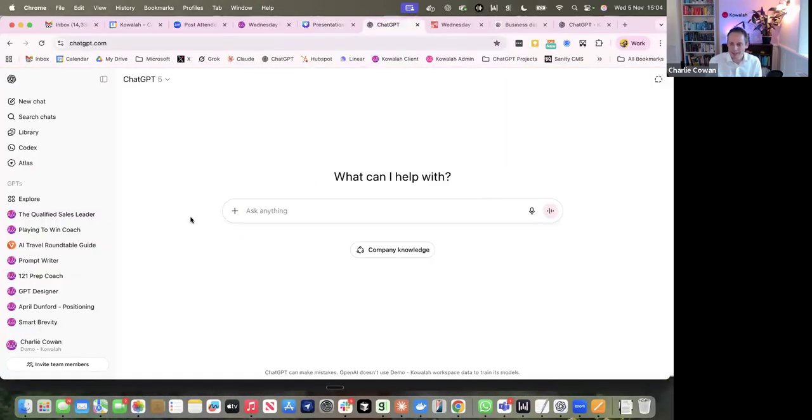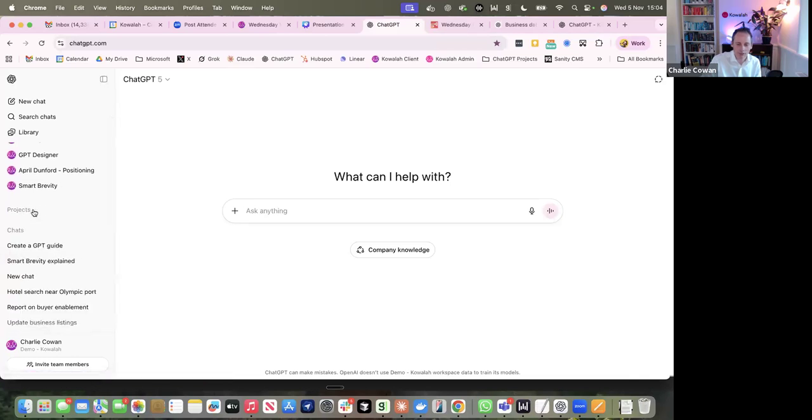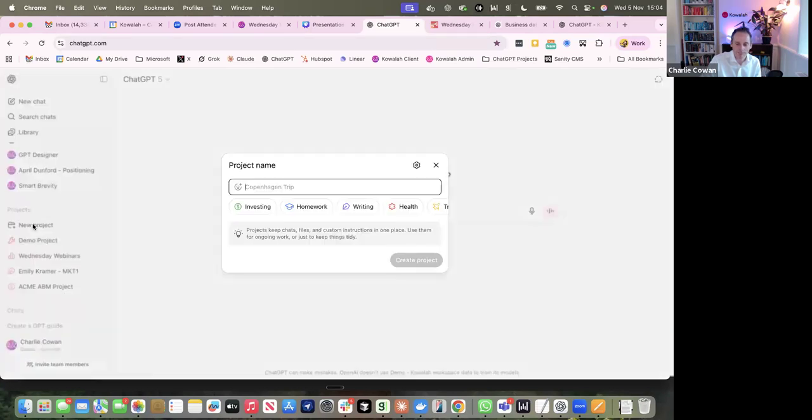So this is your ChatGPT interface. You should be pretty familiar with this. And then on the left-hand side here, you've got projects. Now, it might be a bit smaller. You might need to click on the little dash here, and then you've got projects. And then we're going to hit new project.